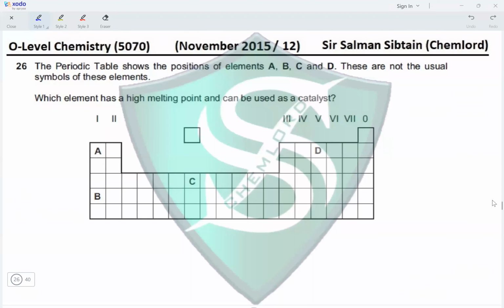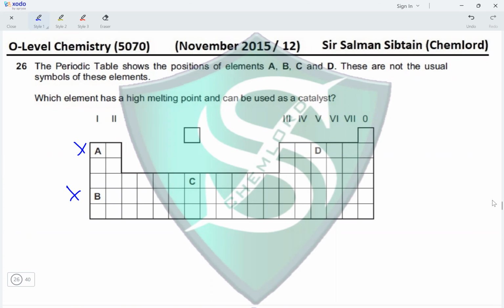Question 26. The periodic table shows the positions of elements A, B, C, and D. They are not the usual symbols of these elements. Which element has a high melting point and can be used as a catalyst? So A and B belong to group 1. They may have relatively high melting point being metals, but are not used as catalysts. So A and B have been eliminated.